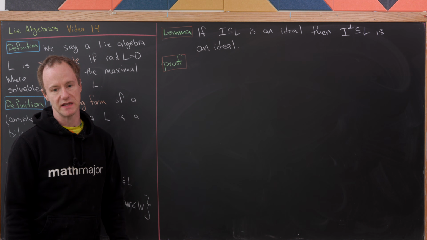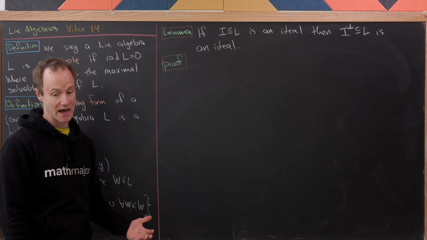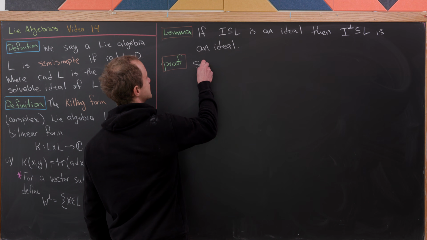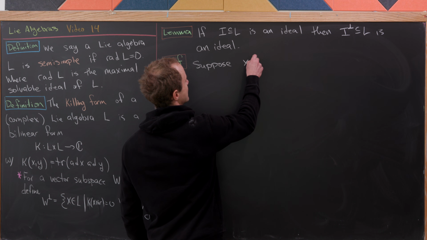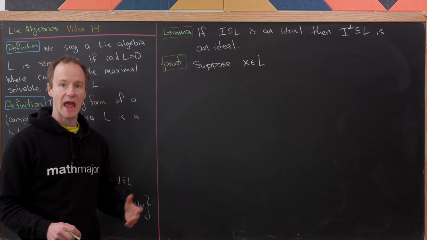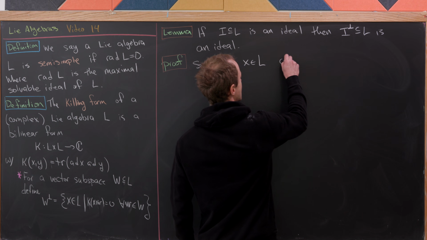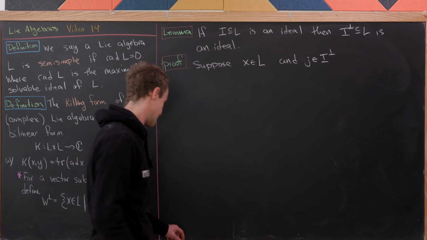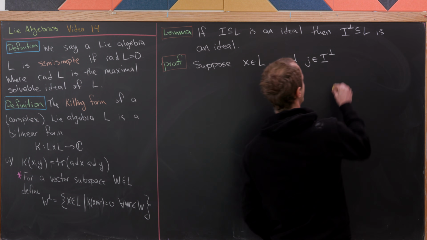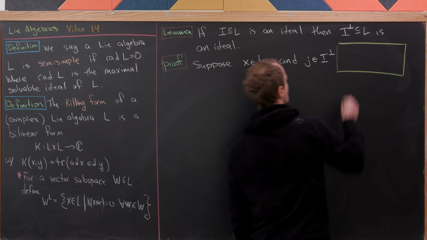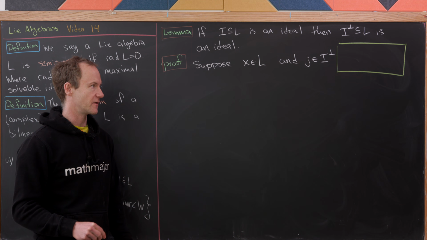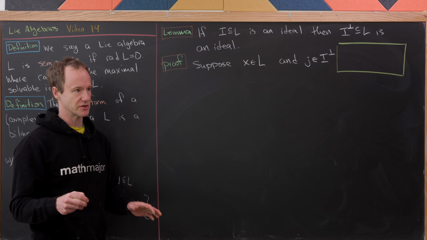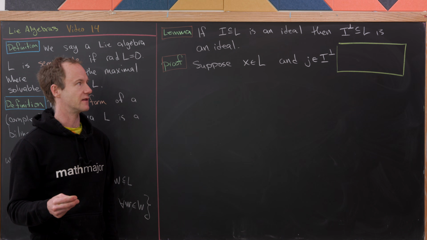Okay, so let's start with a lemma, and that says that if we have an ideal I, then I perp is also an ideal. Okay, so let's see how we can do this. Let's suppose that we've got x in L, and this is any element of the Lie algebra. And then we'll also suppose that we have j inside of the perpendicular complement of I. And then, let's just really quickly recall what it will take in order for this to be an ideal. Well, first it has to be a vector subspace. We won't check that. That's fairly straightforward. That's something you probably did in linear algebra.